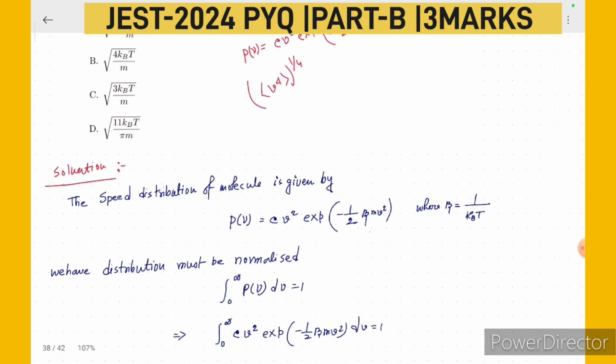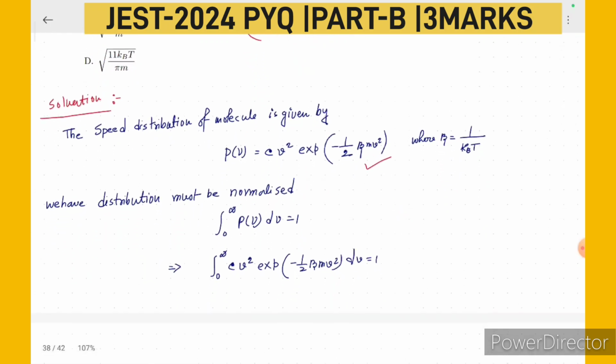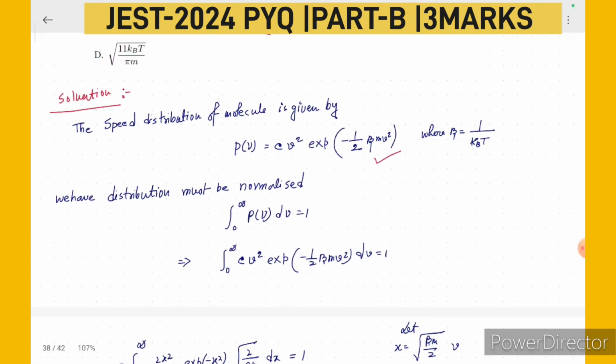So the speed distribution of molecules is given as P of v equals C v square exponential minus half beta m v square. The distribution must be normalized, so we integrate from 0 to infinity, because speed has a value from 0 to infinity. Speed is a scalar quantity with no negative value, that's why we use the integration limit 0 to infinity.